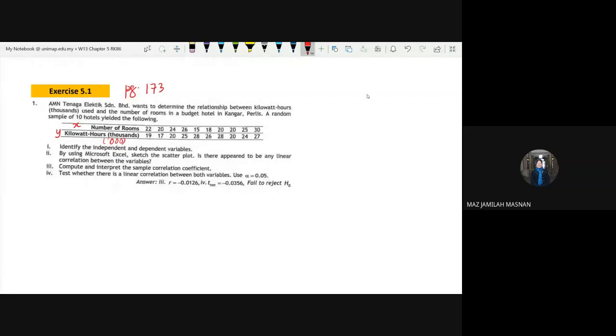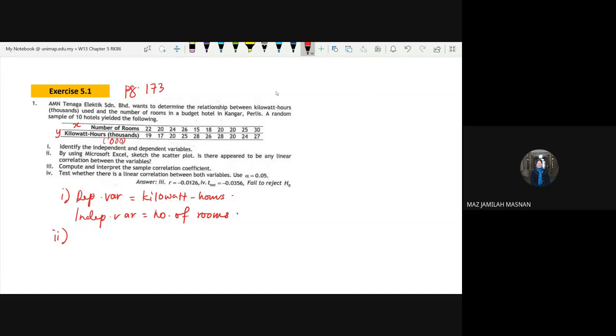So identify the independent and dependent variable. As your friend mentioned just now, your dependent variable would be the kilowatt hours, and your independent variable would be the number of rooms. Now, second, by using Microsoft Excel, sketch the scatter plot. Does there appear to be any linear correlation between the variables?